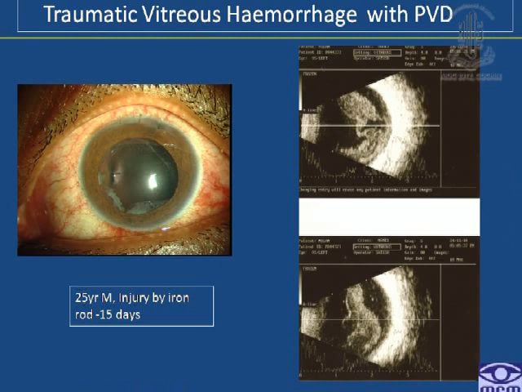Another patient with a PVD with a vitreous hemorrhage. On a kinetic echography, which cannot be shown here because I don't have a video right now, you can see that this area moves, the total opacity moves on movement of the eye, suggestive that the patient has traumatic vitreous hemorrhage with PVD.